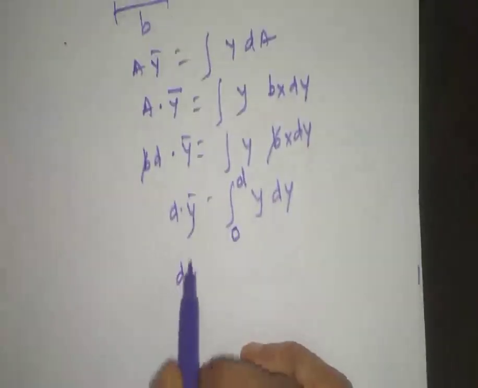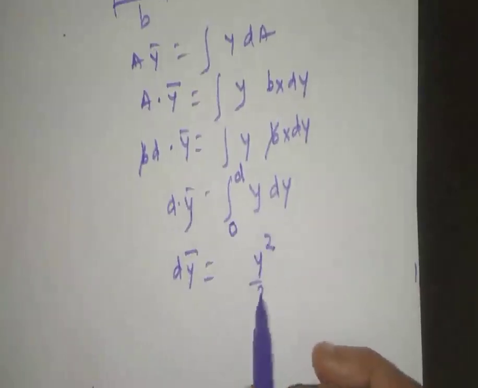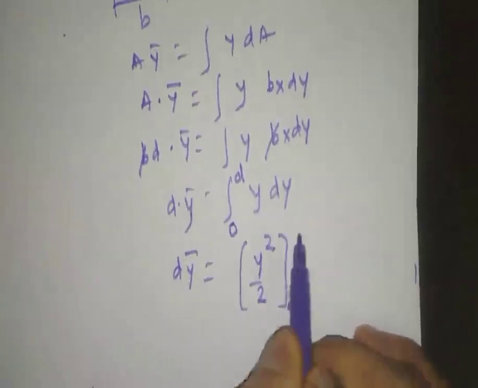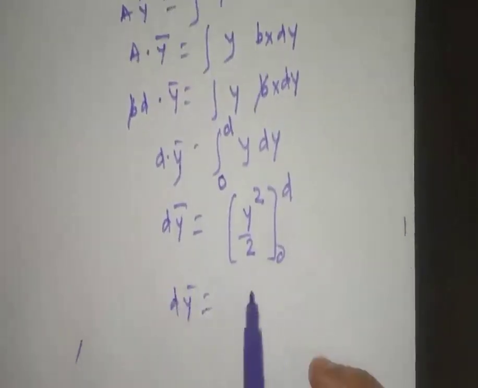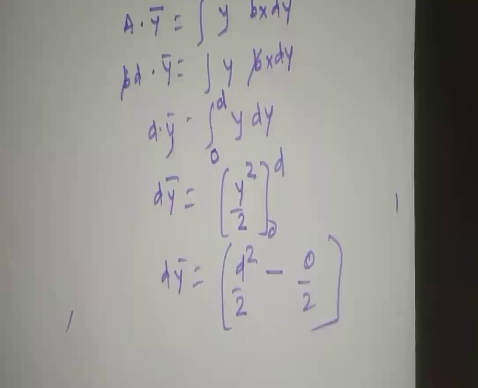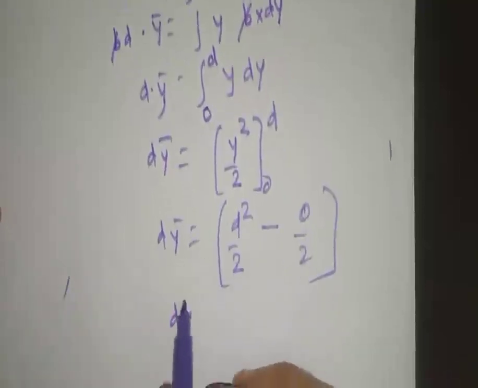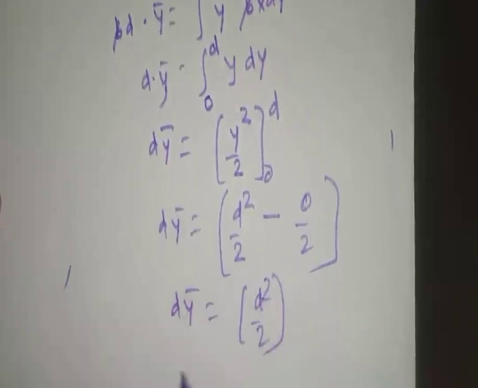So d into y bar, keep it as it is. Then the integration of y will be y square by 2, from 0 to d. Then d into y bar is equal to d square by 2, the first term, minus 0 divided by 2, the second term. The second term will be eliminated, so d into y bar is equal to d square by 2. So y bar will be equal to d divided by 2. That is the derivation for the rectangular section.